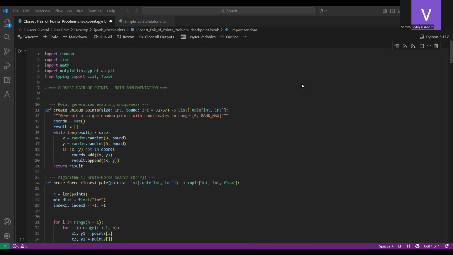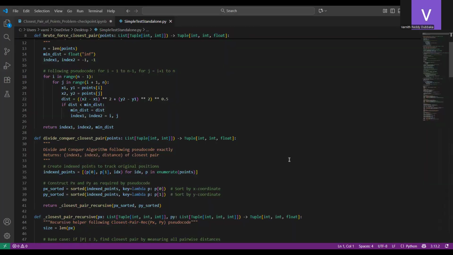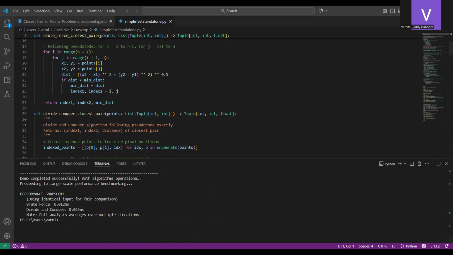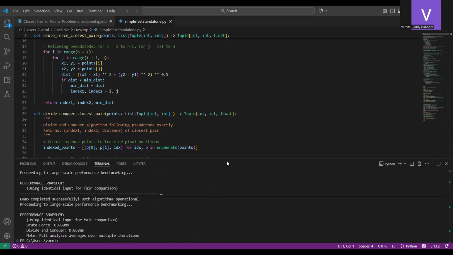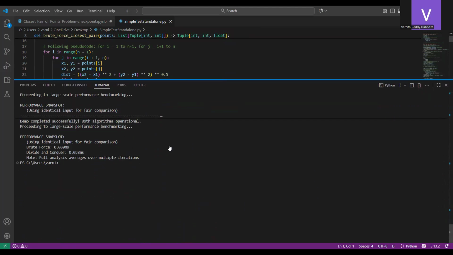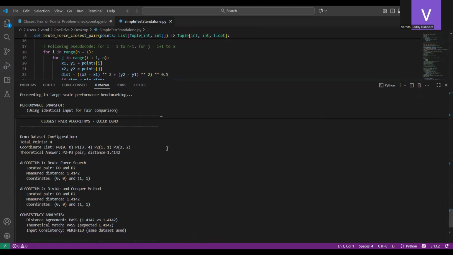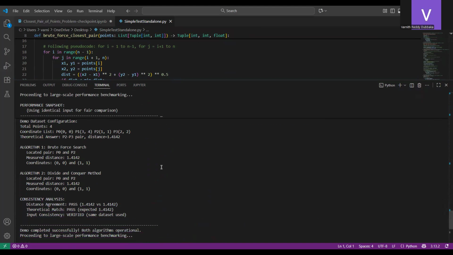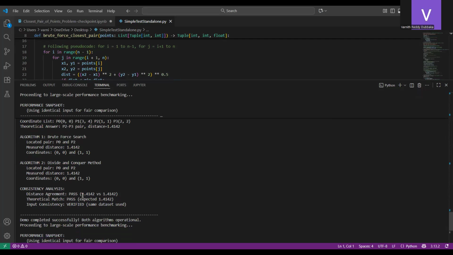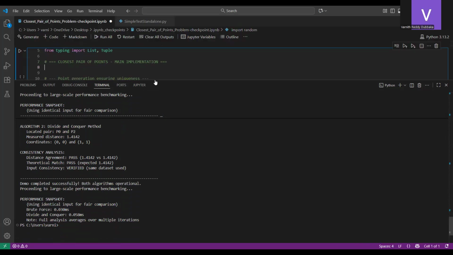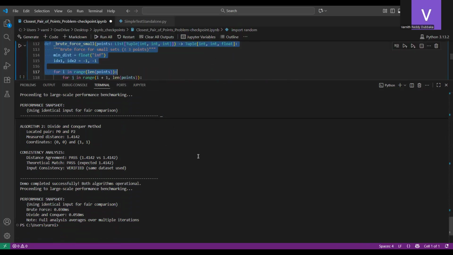Now let me verify correctness with the sample standalone test. By just choosing four random points, we are going to execute this, and over here we have the output. Upon checking, theoretically the distance between the two points should be the square root of 2, which is 1.414, and that is satisfied. The distance agreement checks also pass. So we can see both algorithms work perfectly fine. Now, let's go back to the main code.